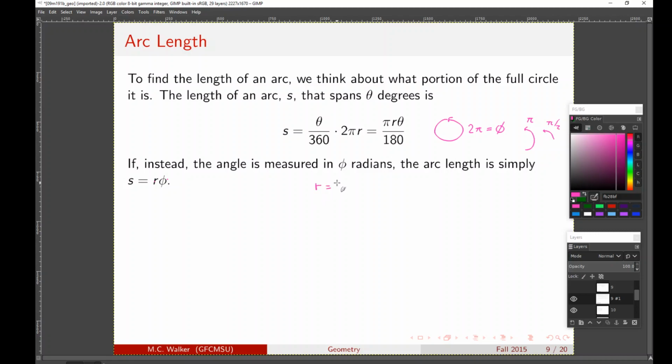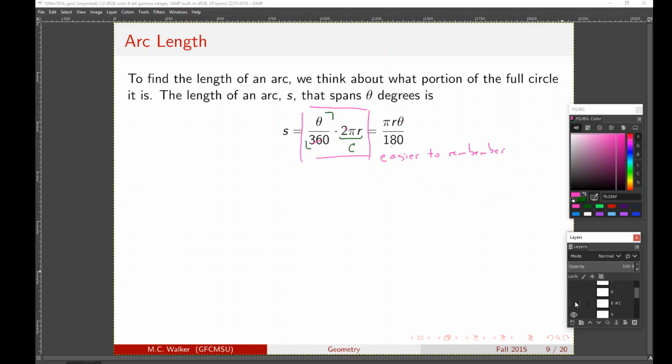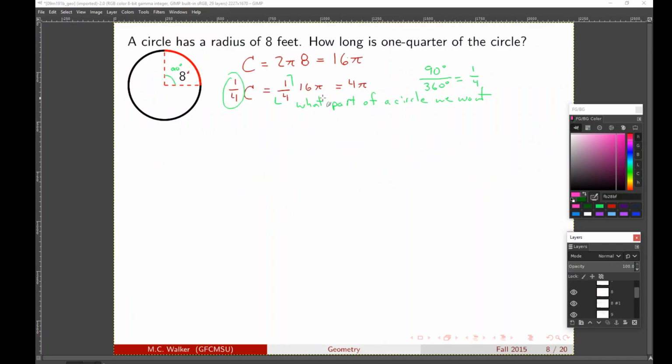So if r is equal to 8, and we're talking about pi divided by 2 radians, then that arc length is 8 times pi divided by 2, 4 pi, which matches what we found a few slides ago, which matches what we found all the way back here.